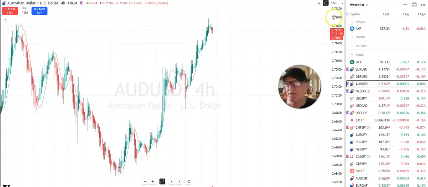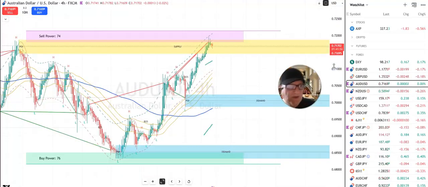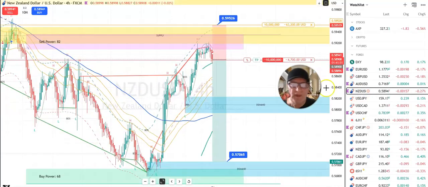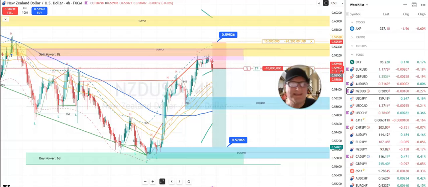Aussie USD is doing the same thing as the Kiwi. We can see very strong sell power at 74. I've chosen the Kiwi because it's got a sell power of 82.